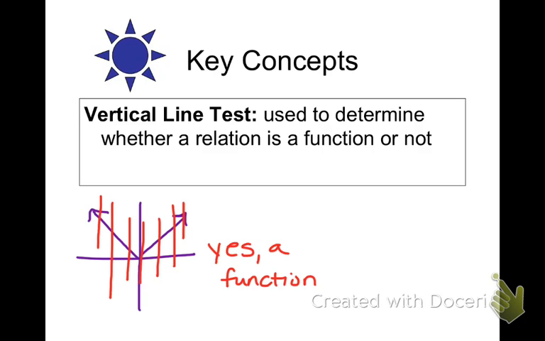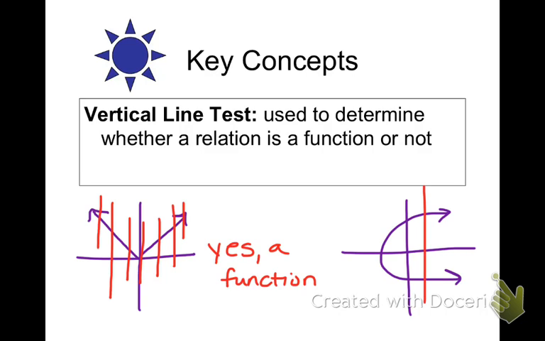Okay, let's look at another graph. Let's make a quick sketch of the inverse of a quadratic. Makes kind of a C. Would that graph pass the vertical line test? No, because if I make one vertical line right there, all I need is just one vertical line that makes the vertical line test fail for it to not be a function.